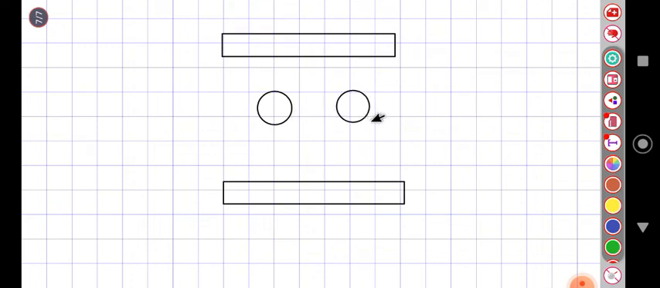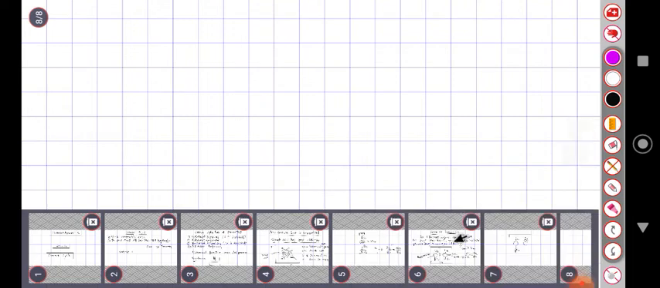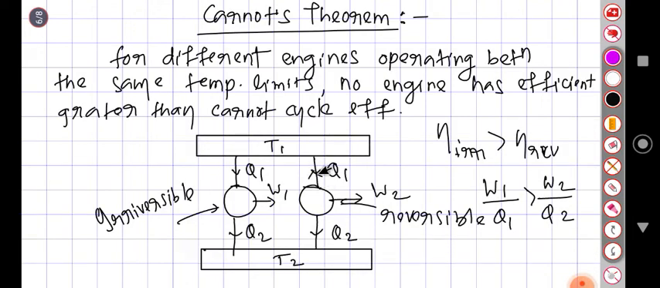In order to prove the statement which I gave, the efficiency of the irreversible engine greater than, in order to prove that, this is the Q1 supplying and Q2 rejected to the atmosphere. Let me correct the previous one. Before moving ahead, the Q3 is coming from this side, it is taking the heat from here.